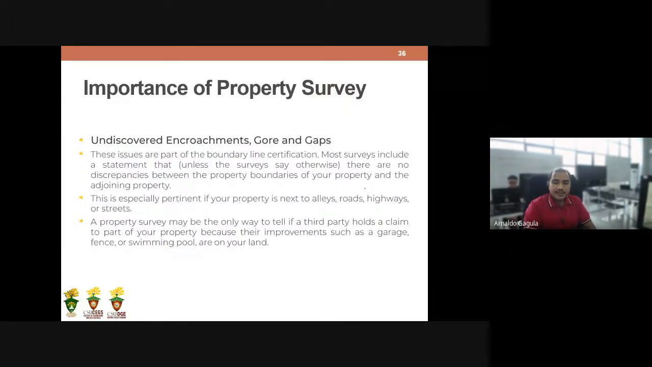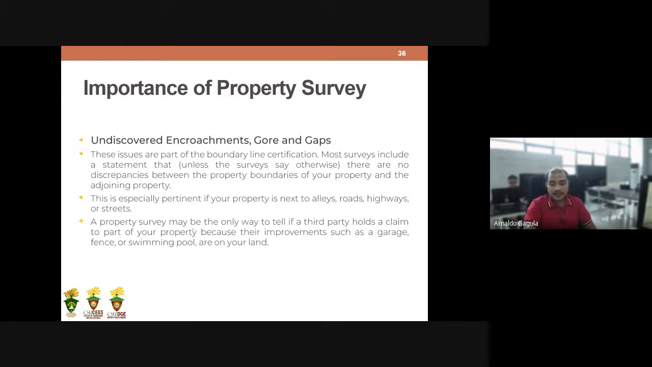So next is undiscovered encroachments, gores, and gaps. It's another concern of property survey. We will see its importance. These issues are part of the boundary line certification. Most surveys include a statement that, unless the surveys say otherwise, there are no discrepancies between the property boundaries of your property and the adjoining property. This is especially pertinent if your property is next to alleys, roads, highways, and streets.